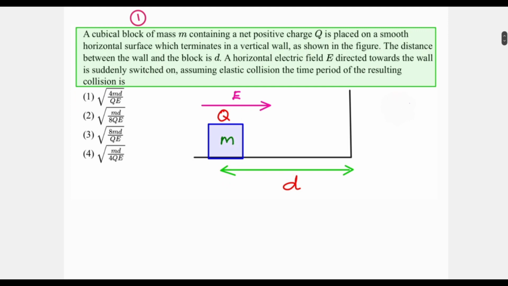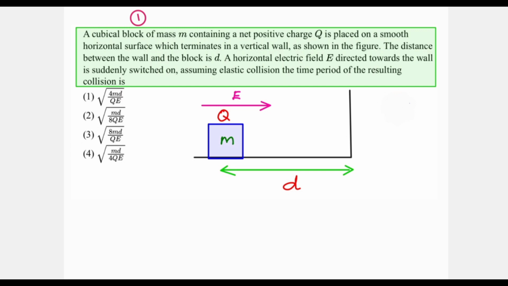A cubical block of mass m containing a net positive charge q is placed on a smooth horizontal surface which terminates on a vertical wall, as shown in the figure. The distance between the wall and the block is d. A horizontal electric field E directed towards the wall is suddenly switched on. Assuming elastic collision, the time period of resulting collision is.